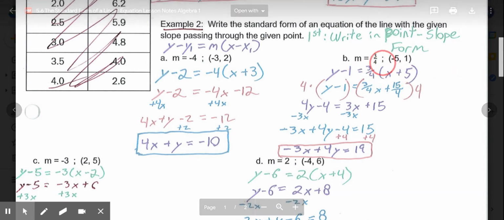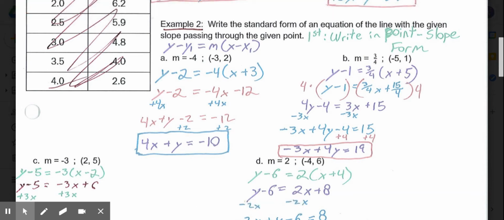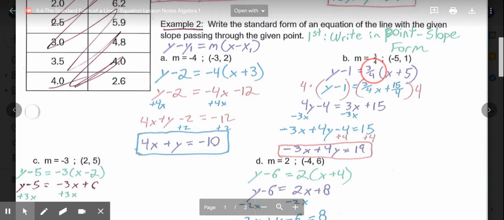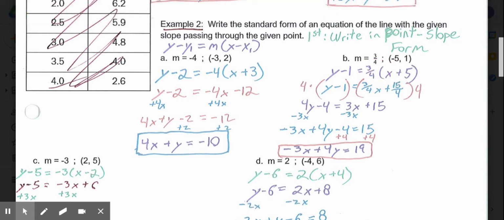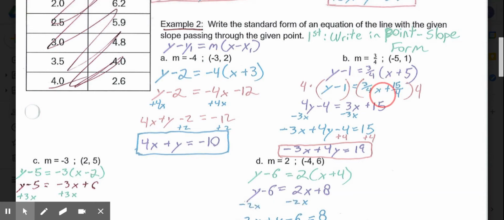So slope of 3/4, point (-5, 1), gives us the equation y minus 1 equals 3/4 times (x plus 5). Now, I need to distribute the 3/4 times x and times 5. So that gives me y minus 1 equals 3/4 x plus 15/4. Now what I notice is on the right, I have two fractions with a denominator of 4.